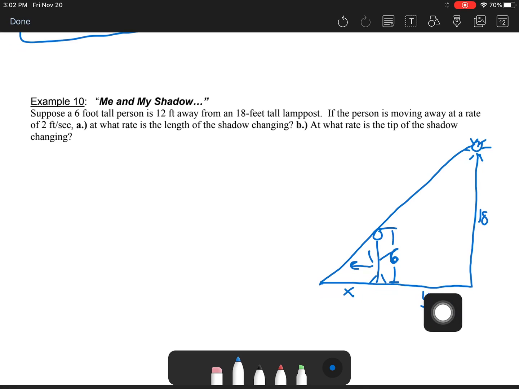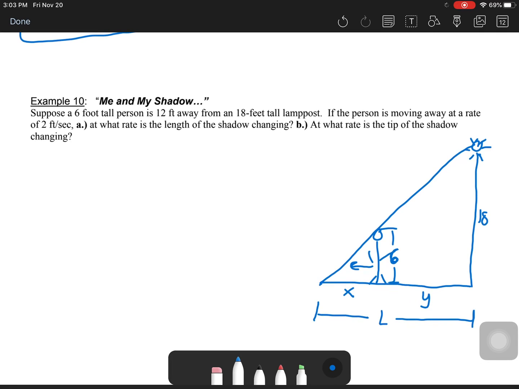But then for part B, at what rate is the tip of the shadow changing? What that really means is in reference to a stationary point. So what most of the books do here is they'll call this length L, from this stationary light source, and this is the rate at which the tip of the shadow is changing. This thing's just moving in relationship to the stationary light source, not in relationship to the actual person that's creating the shadow. So that's the difference between part A and part B. Hopefully that makes sense.